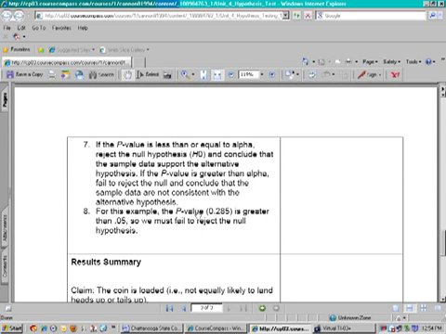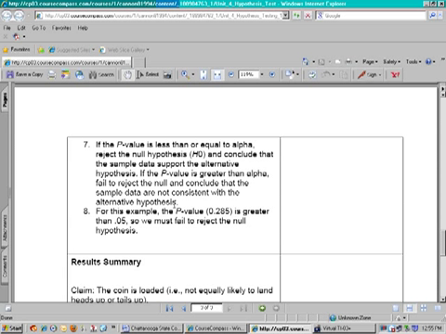Now, this is very important, and you may want to write this down. If the p-value is less than or equal to alpha, you reject the null hypothesis and conclude that the sample data support the alternative. If the p-value is greater than alpha, you fail to reject the null, and you conclude that the sample data are not consistent with the alternative.